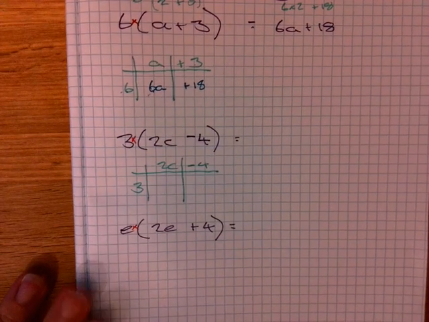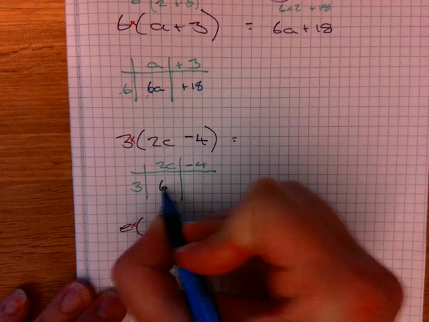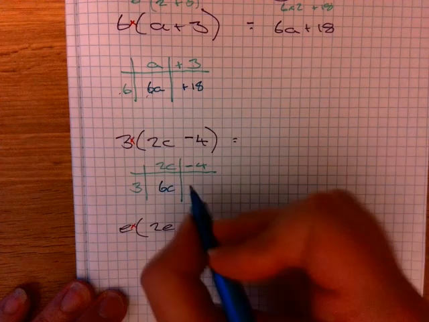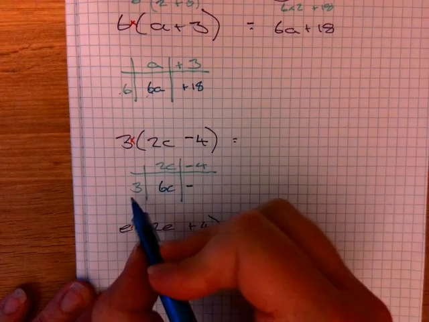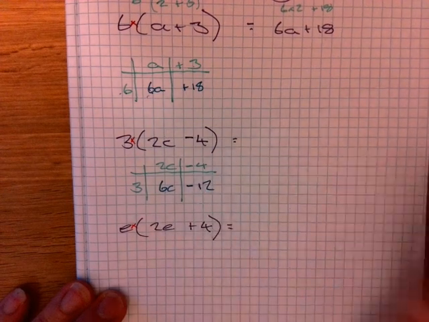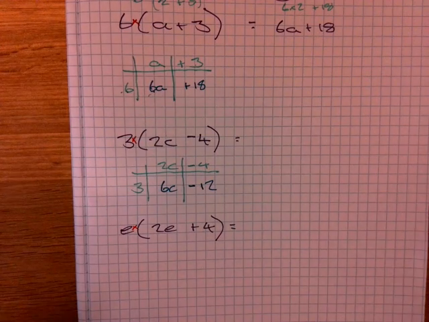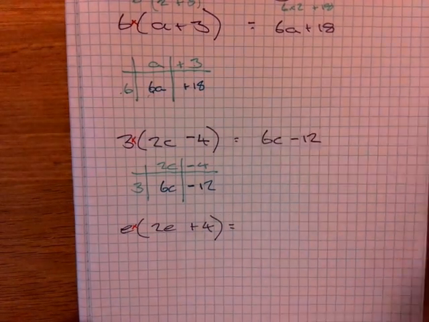And then when we multiply these out, 3 times 2C is 6C. And 3 times negative 4, well, a positive times a negative gives us a negative answer, and 3 times 4 is 12, so it'll be negative 12. So when we multiply out this bracket, we will get 6C minus 12.